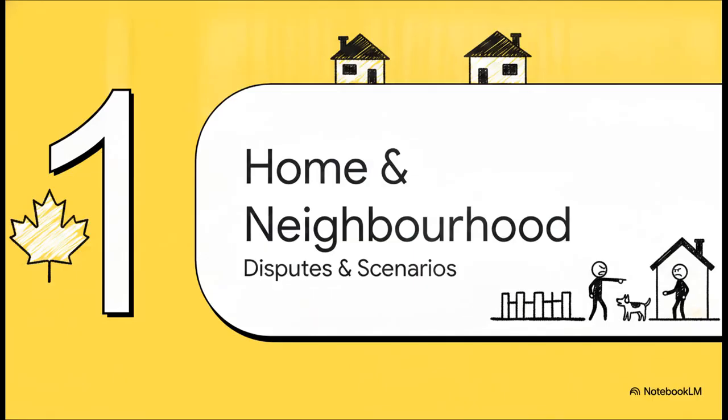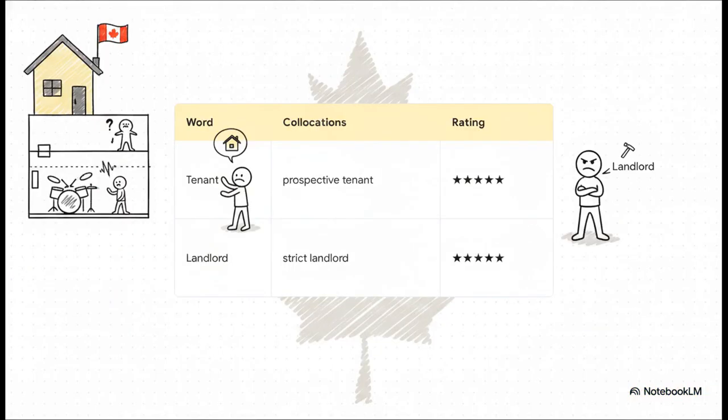All right, starting right off with Section 1, Home and Neighborhood. These are your classic property and neighbor disputes. Property and neighbor disputes are literally the absolute classic scenarios for CELPIP Writing Task 1 and Speaking Task 6. Let's meet our core cast of characters, tenant and landlord. Both are 5-star nouns. Now, think about the collocations here. You might be a prospective tenant looking for a place, or you might be dealing with a strict landlord.